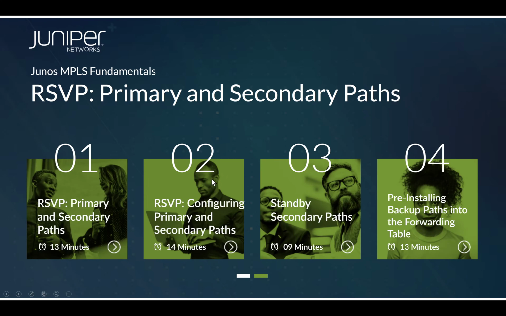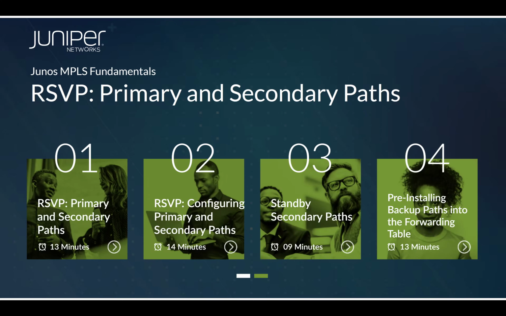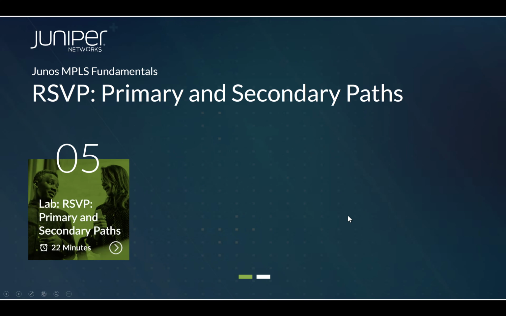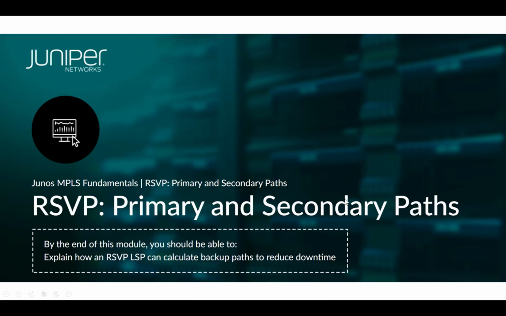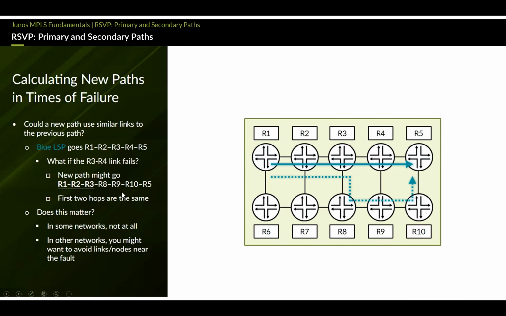So there is, I think, including lab, 5 sections. Number 1, primary and secondary paths, configuring primary and secondary paths, standby secondary paths, pre-installing backup paths into the forwarding table. Last one is the lab. We will practice it. Okay. So this is the terminology and acronyms which is used in MPLS technology, already discussed.